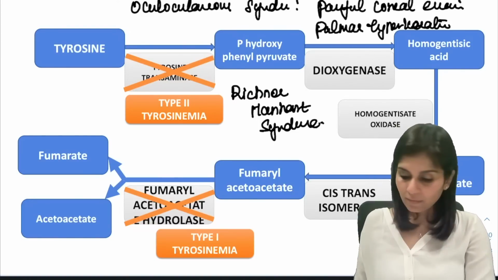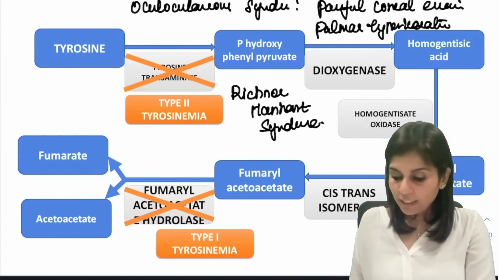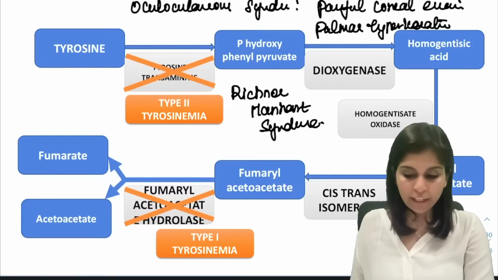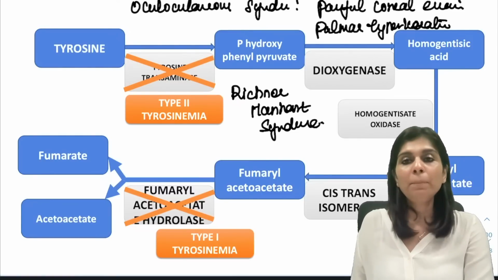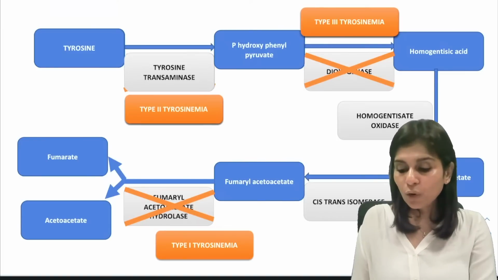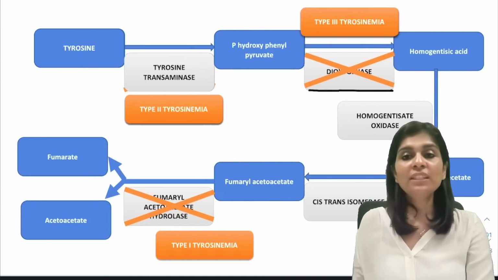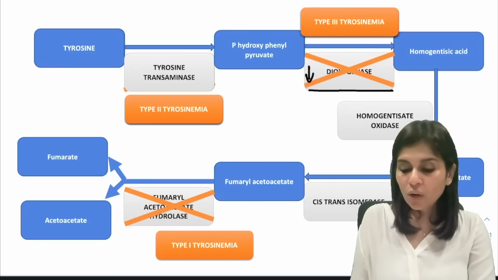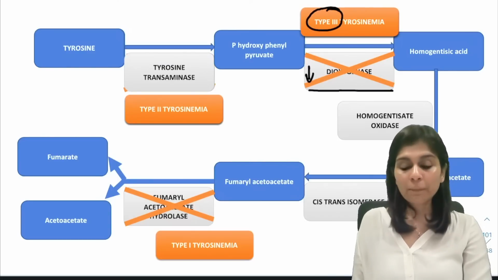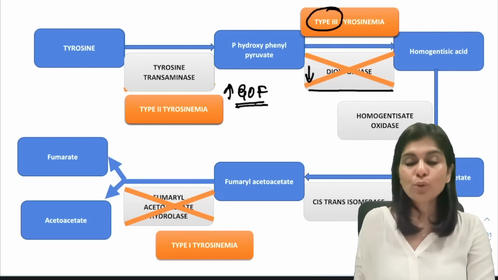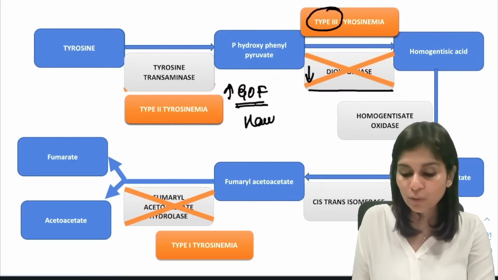So that's about type 2 tyrosinemia. Now type 3 tyrosinemia is caused by the defect of para-hydroxyphenylpyruvate dioxygenase. So please remember, para-hydroxyphenylpyruvate dioxygenase defect can cause two disorders. One is low activity, which causes type 3 tyrosinemia. Gain of function mutation causes Hawkinsinuria.